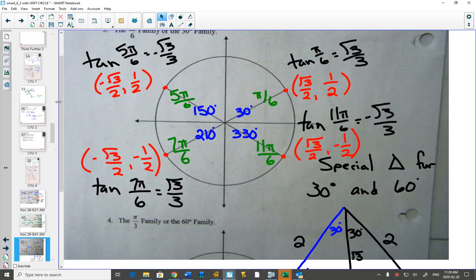Who's our last volunteer? Spencer? Pick a new volunteer. I want to know what cos of 7 pi over 6 is. Cos of 7 pi over 6. Yes, it'll be your x-coordinate, negative square root of 3 over 2. We will go tan of 330 degrees.